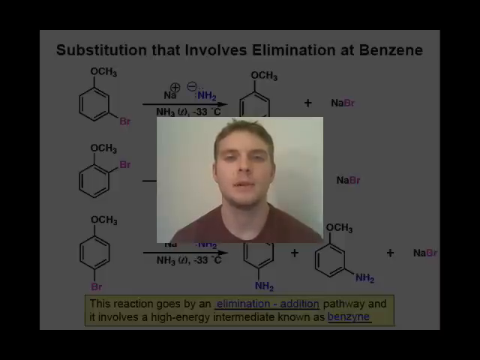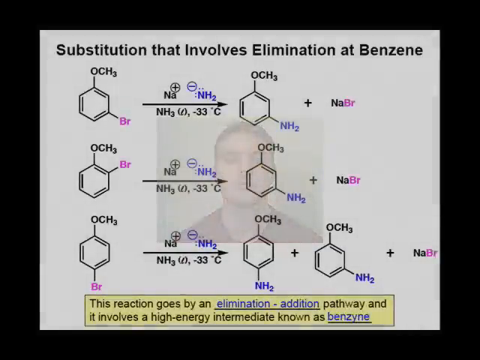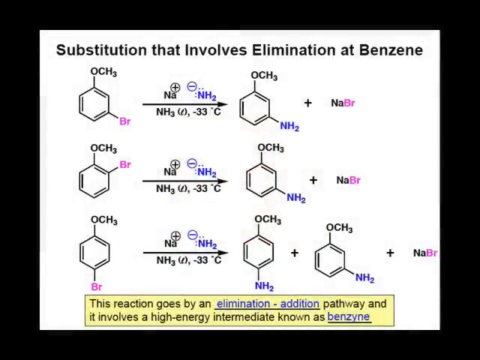In the last webcast, we learned about the nucleophilic aromatic substitution mechanism that involved an addition-elimination pathway. In this webcast, we're going to take a look at another version of nucleophilic aromatic substitution that involves an elimination-addition pathway. This pathway involves the creation of a benzyne intermediate, which we haven't seen before. Let's take a look at some examples of this reaction.